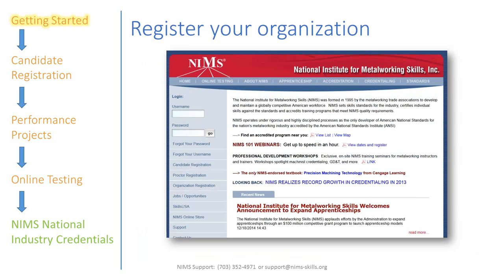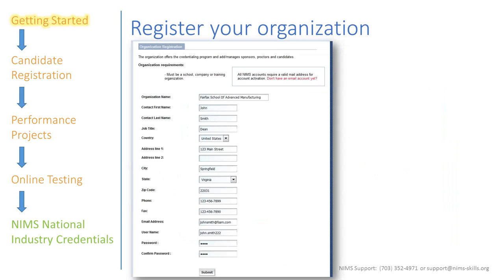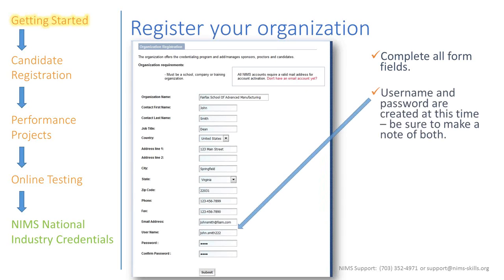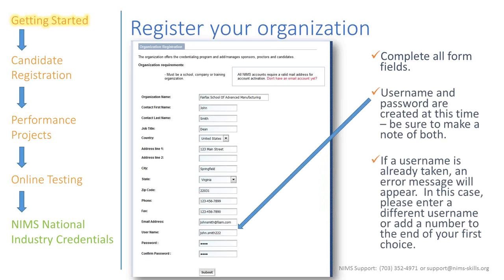Number 1, go to the NIMS website and click Organization Registration. On the organization registration form, you will complete all fields to reflect the contact info of the person that you have just designated as your organization contact person. A username and password will be established at this time, so do make a note of those. When complete, click Submit, and this will complete the organization registration process.